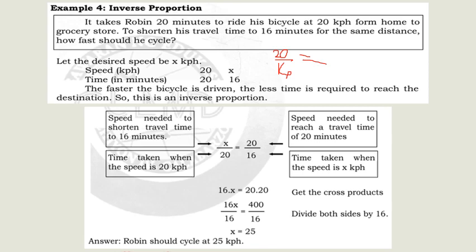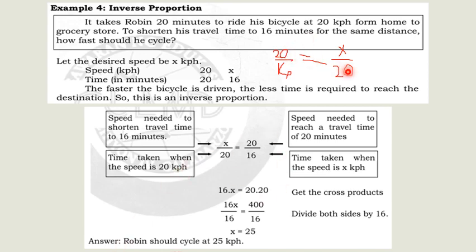Equals, or as to, so ito ay speed, di ba? So, 20 is to 16, as to x is to 20. So, kaya siya magiging ganito. So, hindi siya direct. So, pagpapalitin natin yung magka-partner. So, ngayon, solve na natin siya.